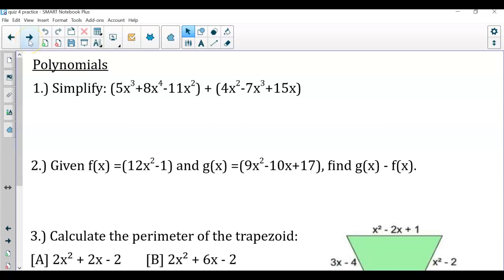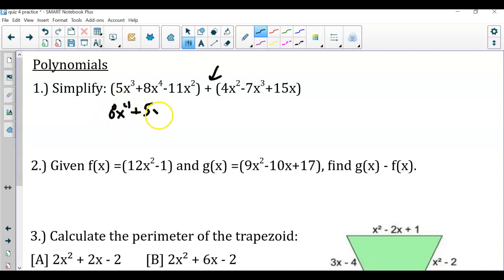So with our first few questions, this is our focus on polynomials. Make sure that we focus on adding and subtracting, so look to see what operation we're doing. So for the first one, we're just adding. We just have to make sure to combine our like terms. Then I'm going to go ahead and rewrite the two polynomials given to us, because they're not in standard form. So I'm going to rewrite the first one as 8x to the fourth plus 5x cubed minus 11x squared. Then we're adding to that negative 7x cubed plus 4x squared plus 15x.